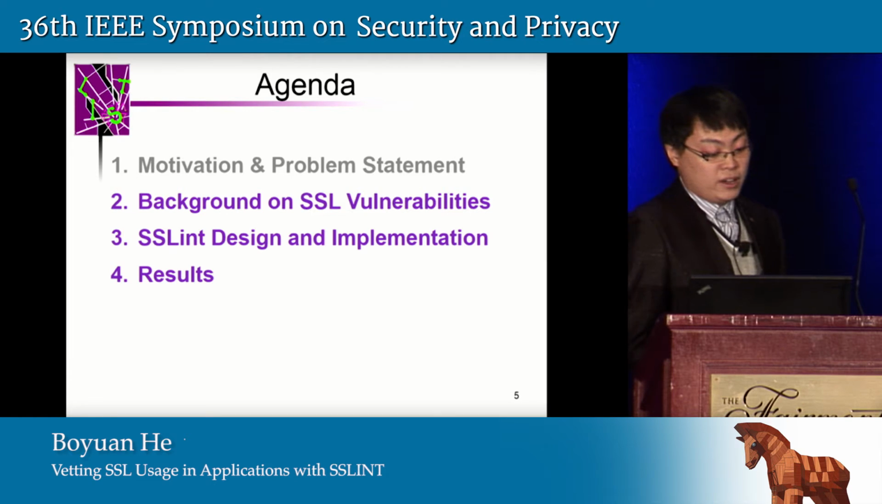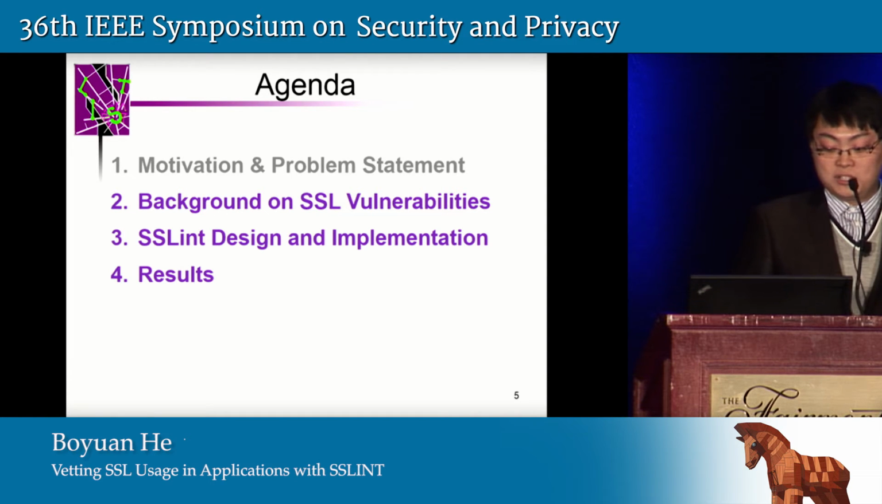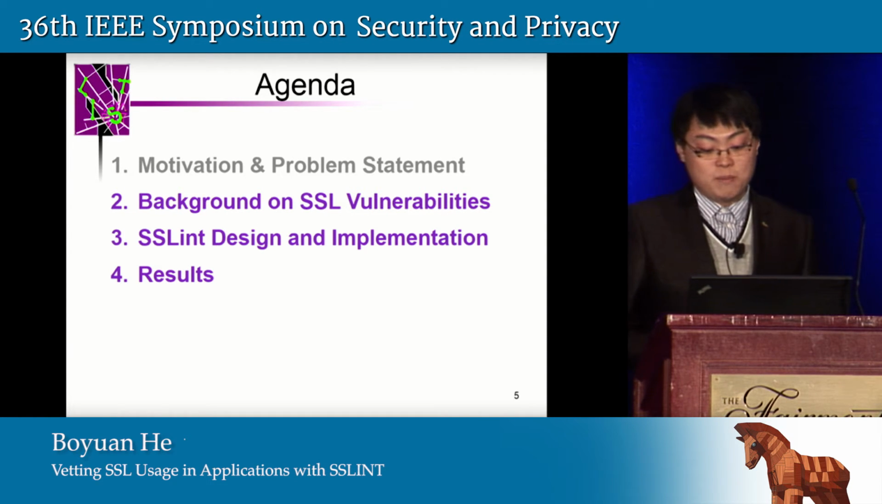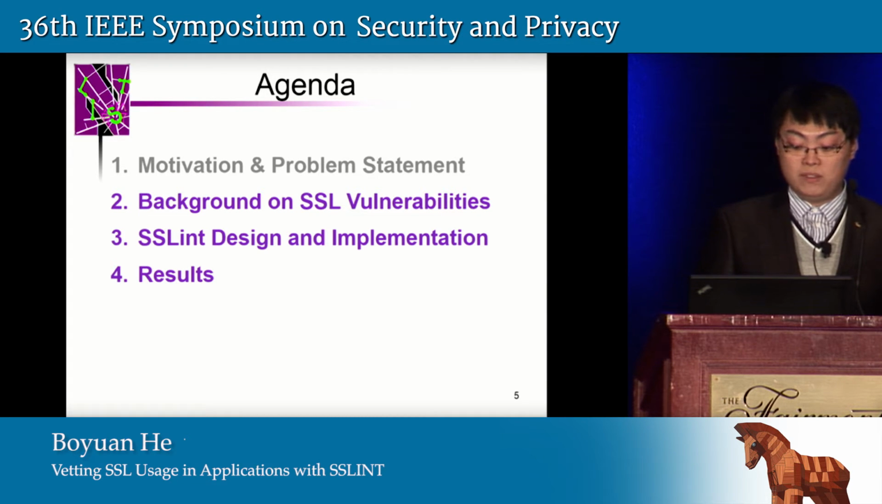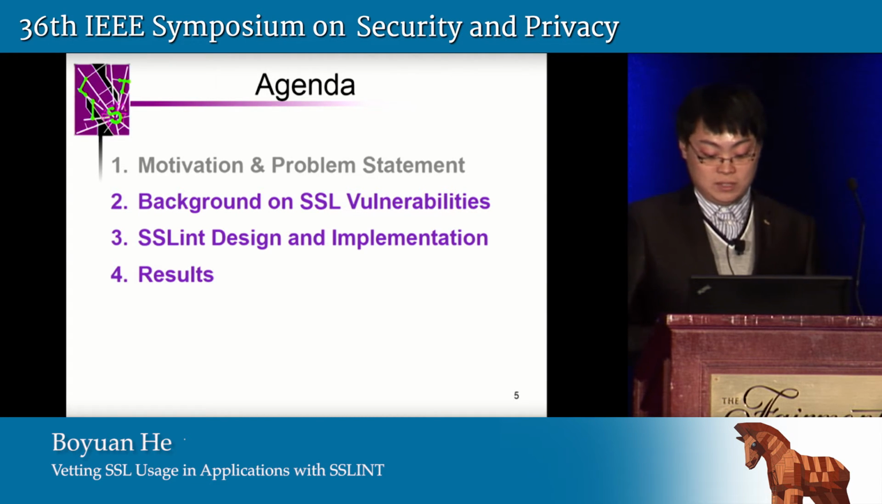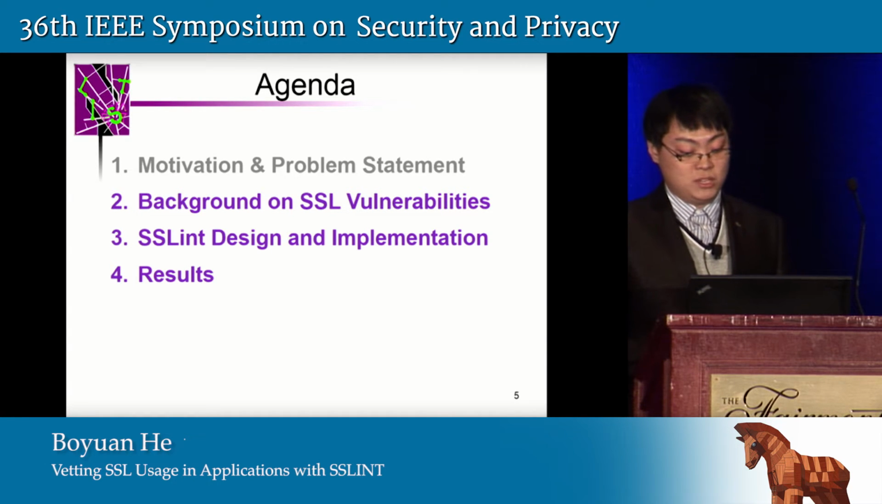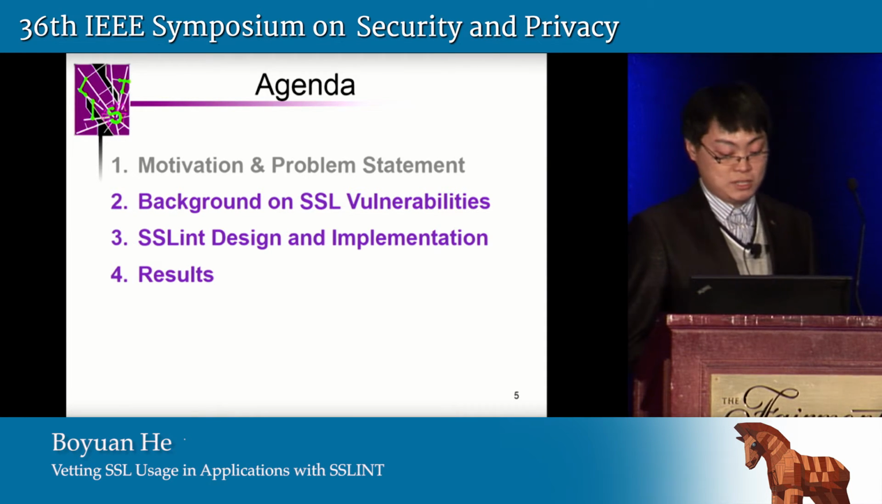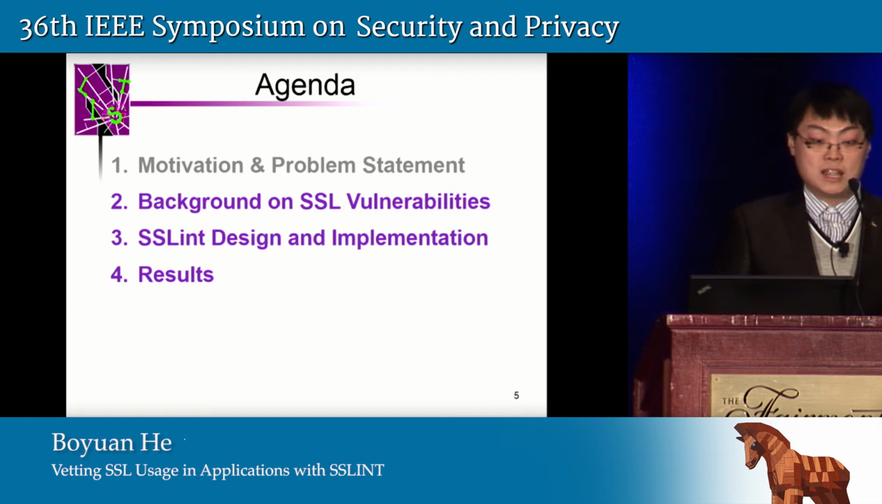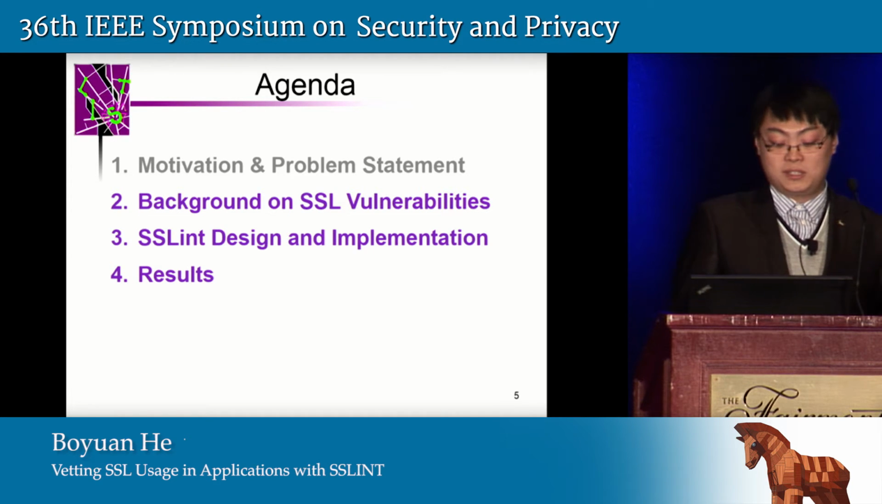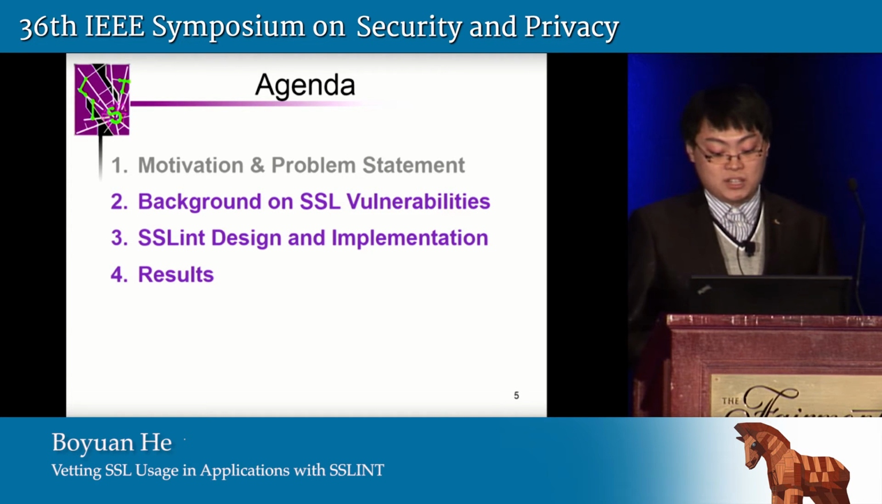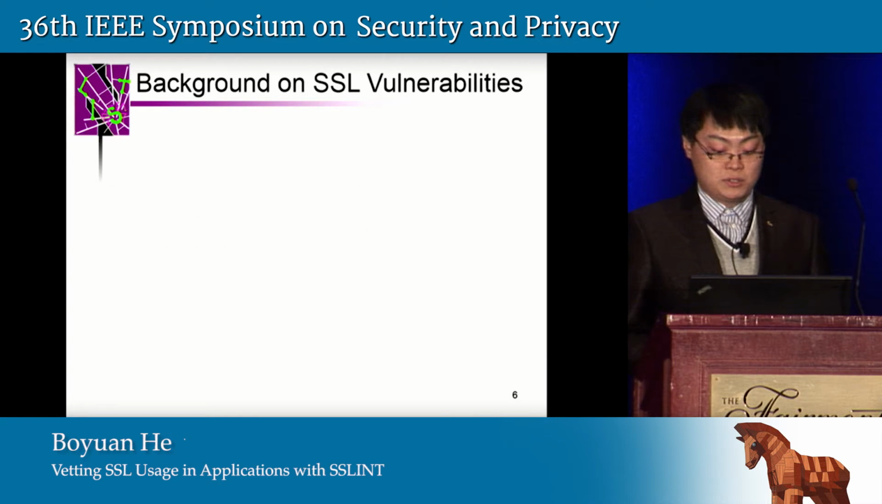Here comes the agenda for the rest of my presentation today. We start from some background knowledge of the SSL vulnerabilities and show how man-in-the-middle attacks can happen due to incorrect API usage. Then we present our SSLINT design and implementation, including the code representation we use in the static analysis and signature design. At the end of the presentation, we give a summary of our findings.